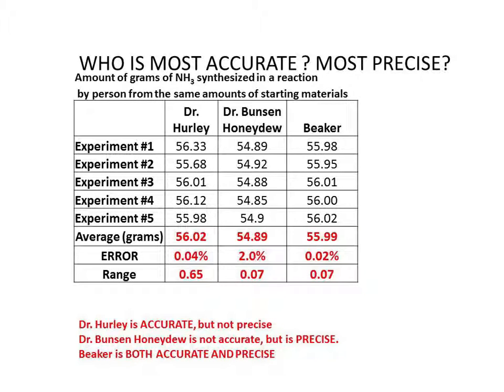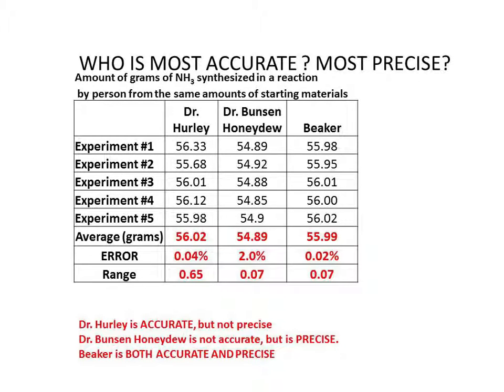Okay, so here are the answers based on the information I provided to you in the previous slide. When you did the mean or the average of all the data sets, you should have got these values here for each data set. So Dr. Hurley's has 56.02 grams, Dr. Bunsen Honeydew's 54.89, and Beaker's 55.99. Right? Then you would have calculated the error, and then you would have calculated the range. And based on these sets of data for each one, you're going to make predictions on whether or not each scientist was accurate and or precise when they did their measurements and reactions.